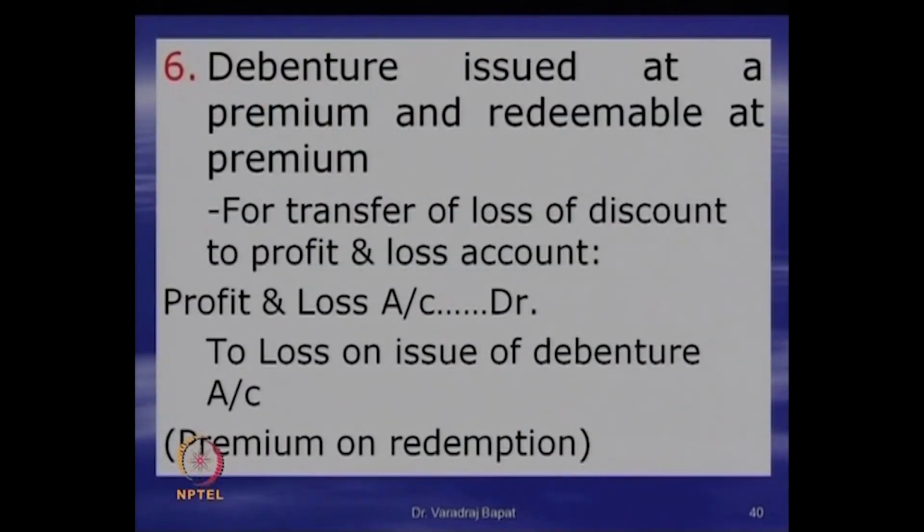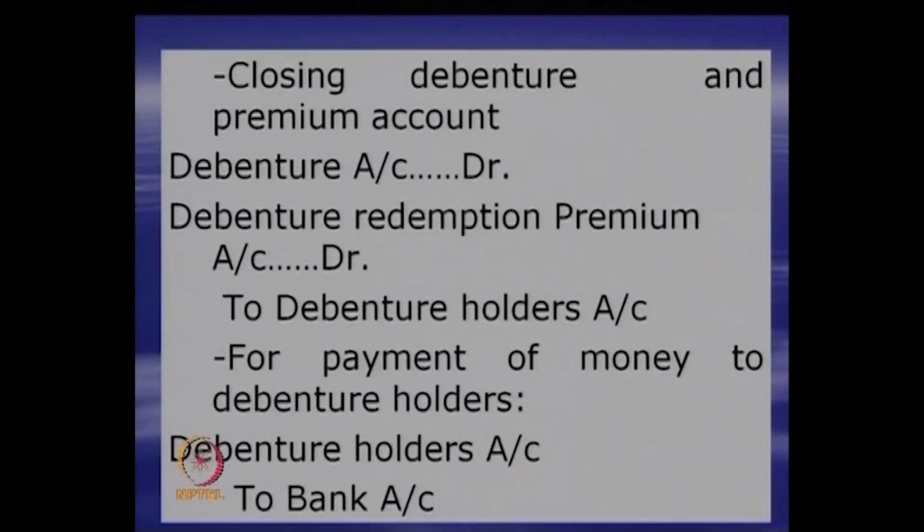Case number 6 is debentures issued at premium and redeemed at premium. Again, if there is any loss, then P&L account debit to loss on issue of debenture account. When the debenture account is closed, we have debenture account debit, debenture redemption premium account debit to debenture holder account. This is pretty much the same entry because the money is being paid with premium.